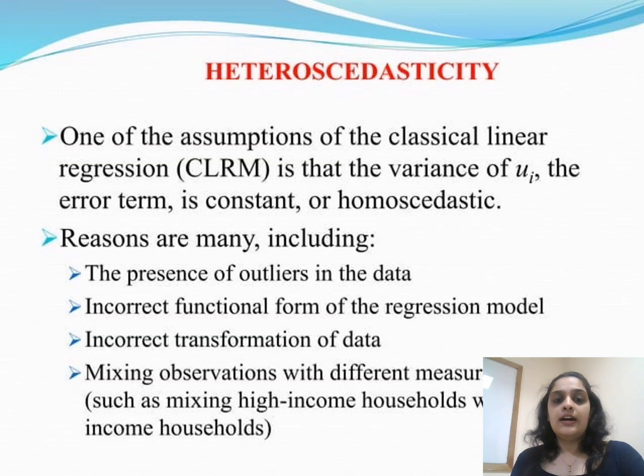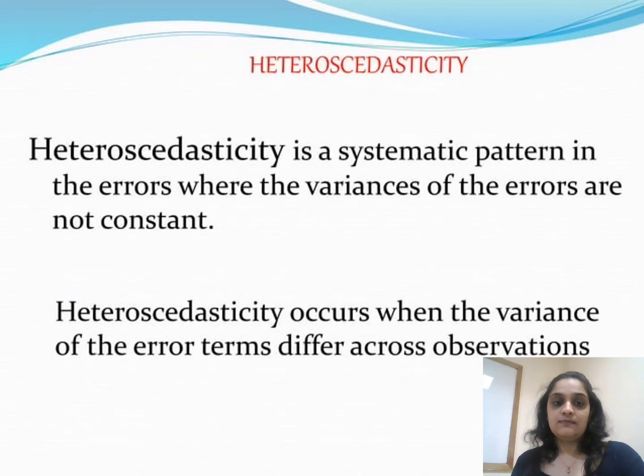The reasons for heteroscedasticity may be the presence of outliers in the data, an incorrect functional form of the regression model, and maybe incorrect transformation of data. So in short, heteroscedasticity is a systematic pattern in the errors where the variance of the errors is not constant. It occurs when the variance of the error term differs across observations.